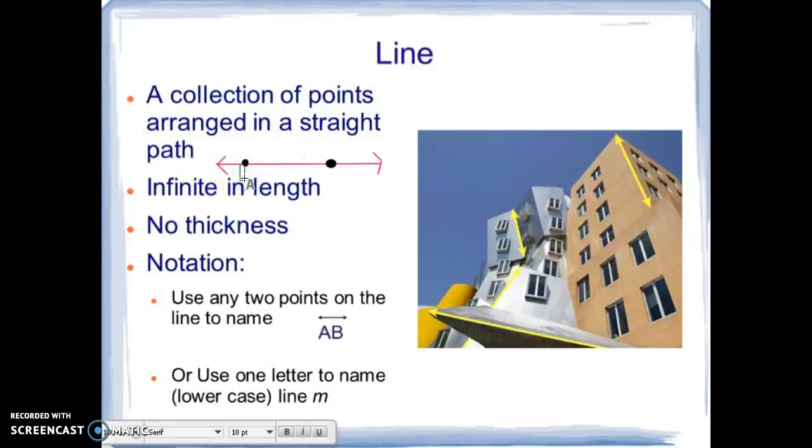So in this case, points A and B are on that line. We could call this line AB or BA. The order doesn't matter. Or we could just give it one letter, use a lowercase scripted letter, and call this line M.